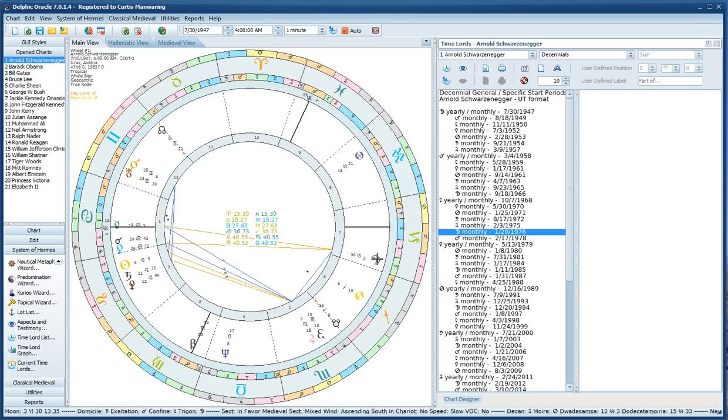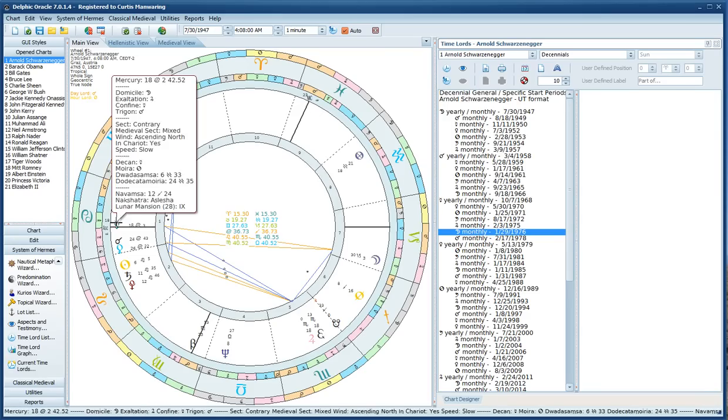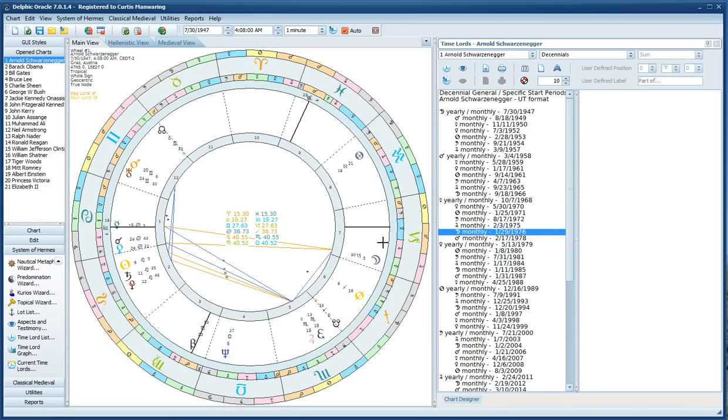That's indicated by the fact that it's in the 7th topic, and it's the domicile lord when Mercury is there. Mercury is said to request something, and the domicile lord is supposed to provide it. And what it provides is basically the 7th house, which is marriage.